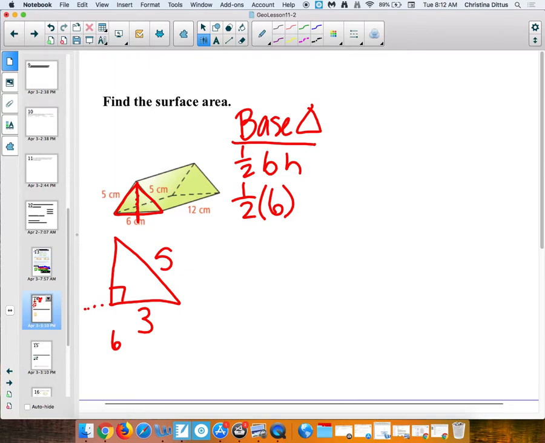Pythagorean theorem: A squared plus B squared equals C squared. Which is my C, what's my A, what's my B, what do I have? C is 5, so I have 5 squared equals 3 squared plus B squared. 5 squared is 25, 3 squared is 9, 25 minus 9 is 16. 16 equals B squared, so you square root that.